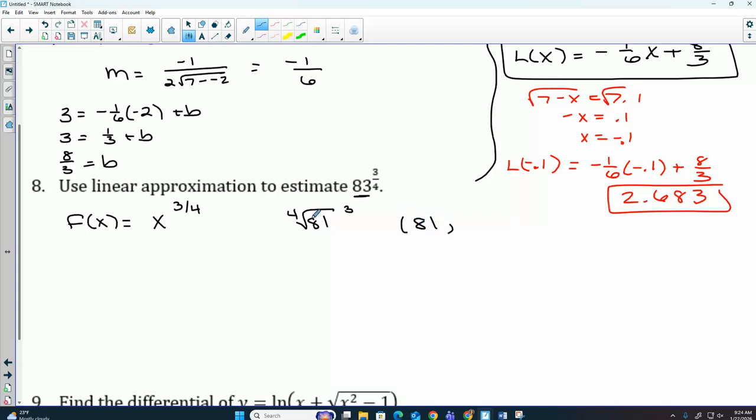The 4th root of 81 is 3, and 3 to the 3rd is 27. So there's my point. I need my slope, so I do my derivative. The exponent comes down, x, subtract 1 from the power.